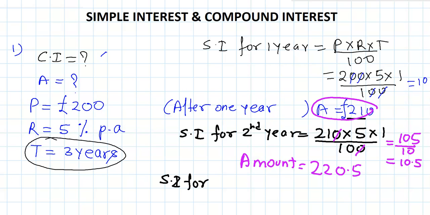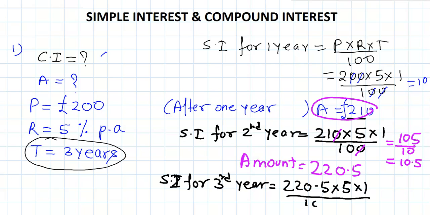Now, simple interest, same thing. Simple interest for the third year. Now this will become the principal. So 220.5, rate is 5, time is 1 over 100. Can you simplify and see how much it is coming? 220.5 times 5 times 1. How much is it coming?